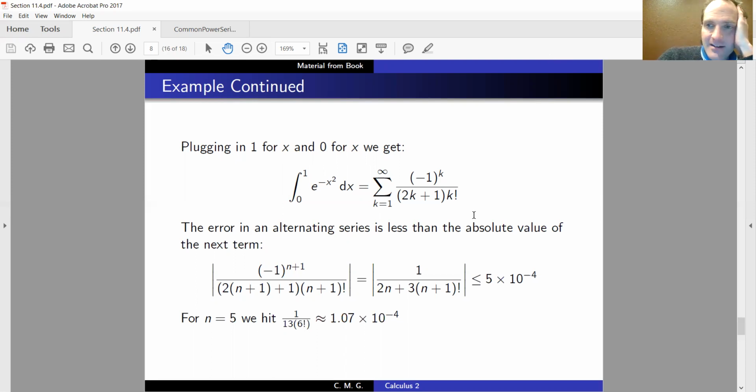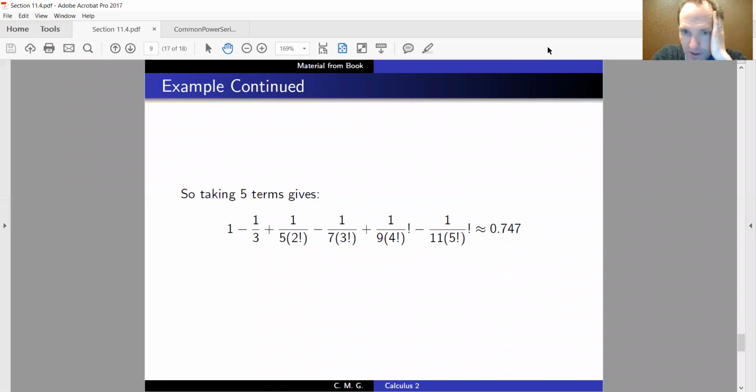I need to take 5 terms in this sum in order to estimate this integral within 5 times 10 to the negative 4th of the actual value. Okay, so taking 5 terms, I shouldn't say 5 terms, it's actually 6 terms. When n equals 5, you start with 0, so you add an extra term in there for that one.